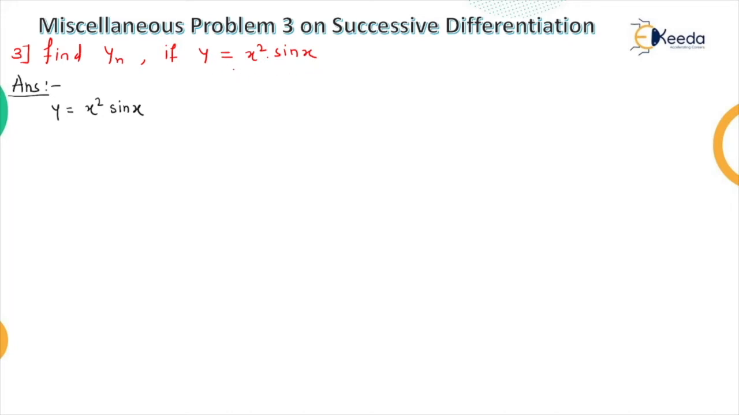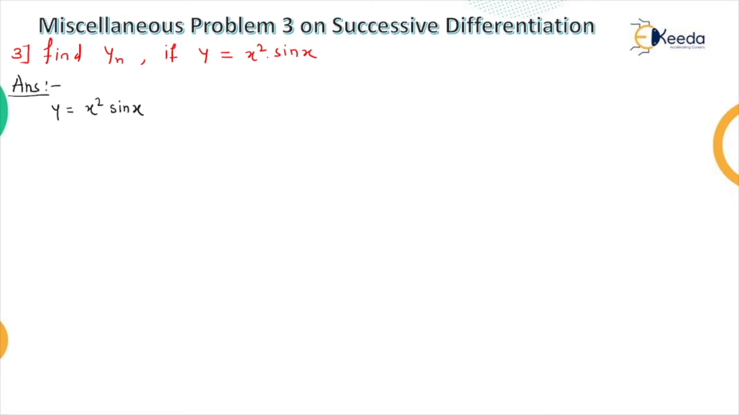So clearly it is given that y is a function of x, and you have to observe that y is a product of two functions: the first function is x square and the second function is sin x. So let's see how to find its nth order derivative, right guys?